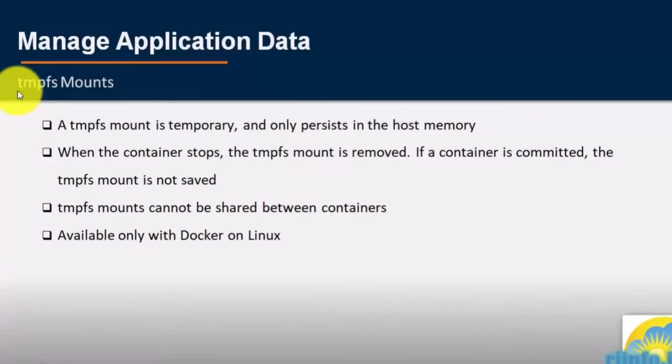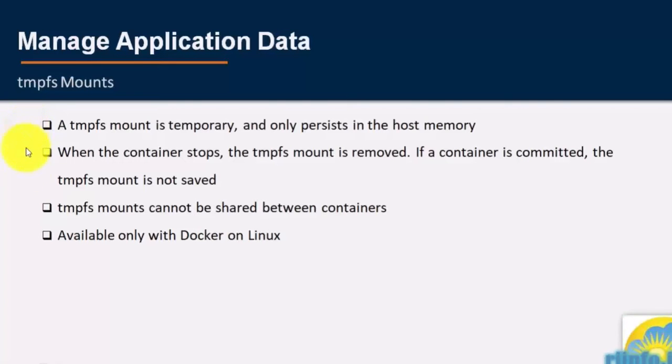The last way to mount the volume is tmpfs mounts. As opposed to volumes and bind mounts, a tmpfs mount is temporary and only persists in the host memory. When the container stops, the tmpfs mount is removed and the files written there won't be persisted. A tmpfs mount is not persisted on disk, neither on the Docker host nor within the container. It can be used by a container during the lifetime of the container to store non-persistent state or sensitive information.